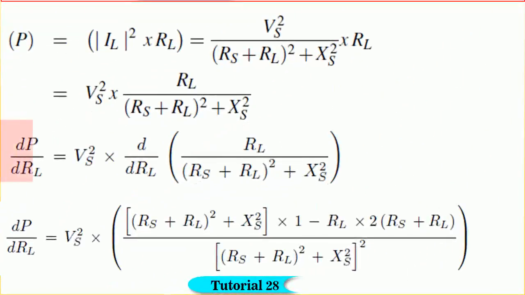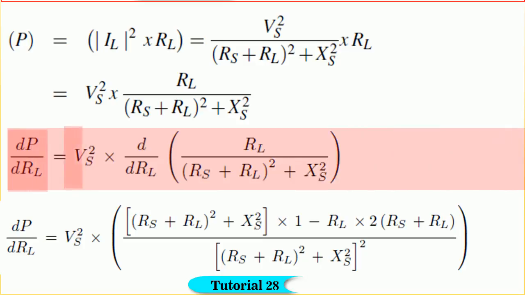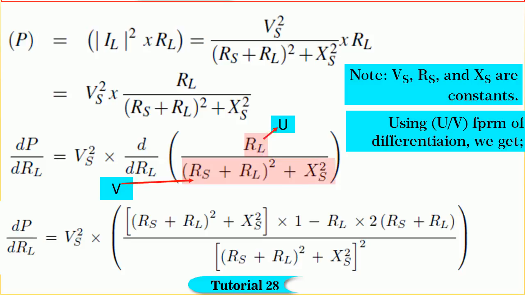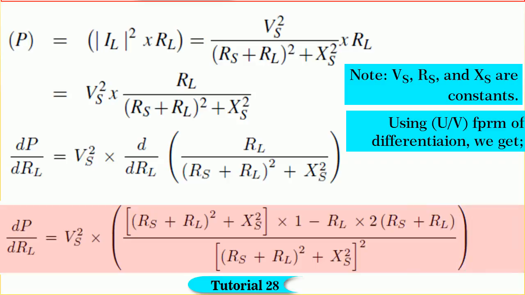Now, we have to find dP by dRL. So, dP by dRL is equal to Vs squared into d by dRL of RL divided by (Rs plus RL) whole square plus Xs square. Note Vs, Rs and Xs are constants. Therefore, using the u by v form of differentiation, we get dP by dRL is equal to Vs squared into, in the numerator, denominator into the differentiation of the numerator minus numerator into the differentiation of the denominator, divided by denominator square.